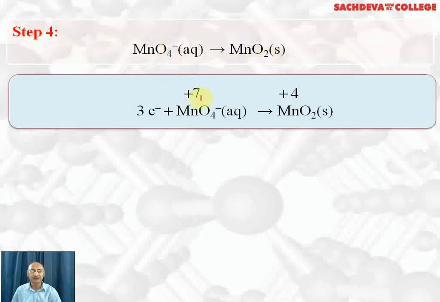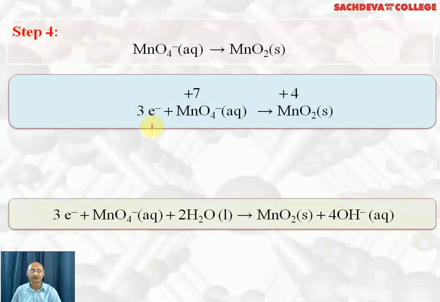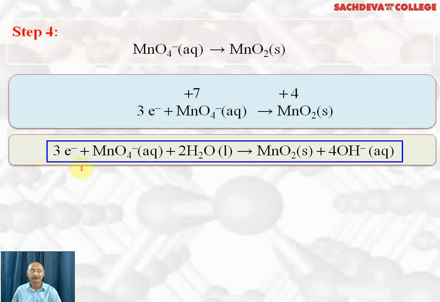Oxidation state of manganese is plus 7 in permanganate ion, and here Mn is plus 4 in MnO2. How? x minus 8 equals minus 1, x is equal to plus 7. And here x minus 4 equals 0, x is plus 4. Here it is plus 7 and here it is plus 4. We add 3 electrons to balance the charges.